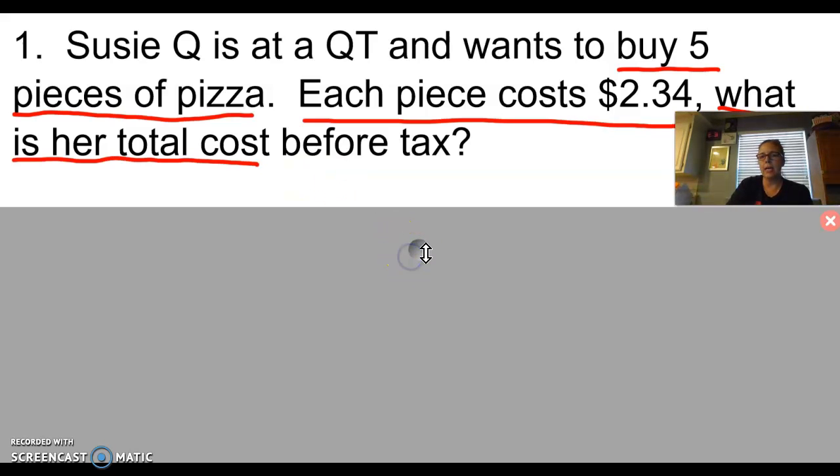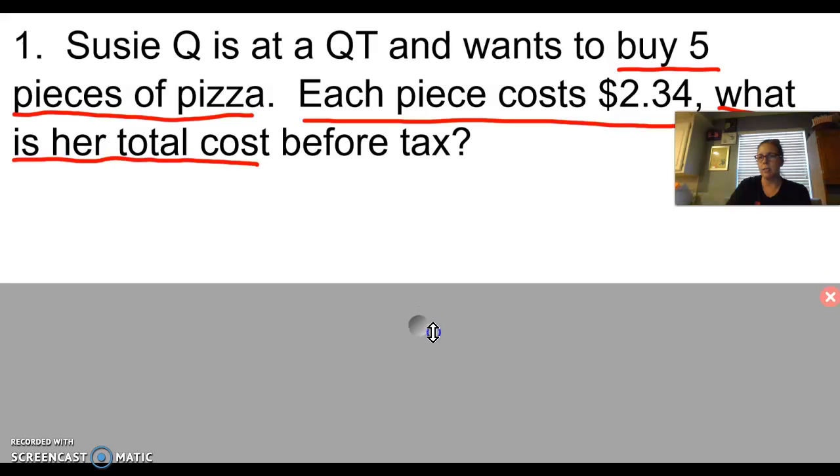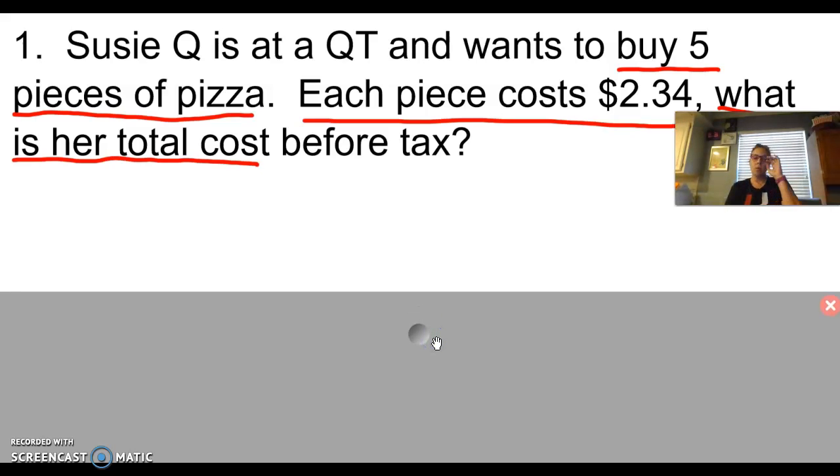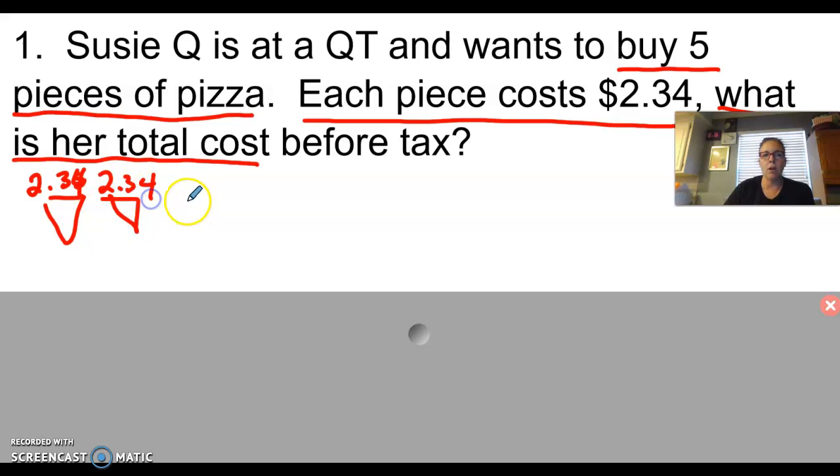So we have to decide if we're going to multiply or divide. Well, if we are given a part and we need the total, anytime we need the total of something, we're going to multiply. So she wants 5 pieces of pizza. So this piece of pizza is $2.34. This piece of pizza is $2.34. This piece of pizza is $2.34. You can see why I'm not an art teacher. $2.34.